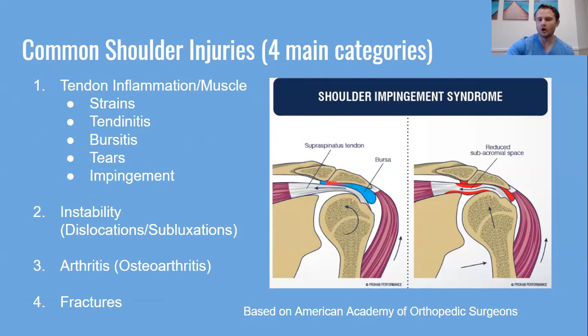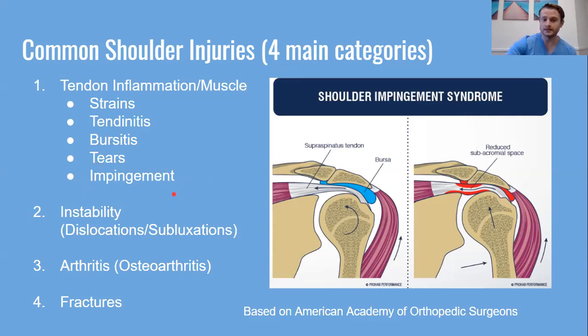A sac that kind of helps keep everything fluid and gliding properly, right? So it's kind of right here where the tendon is, giving some separation between the tendon and the bone. We can have tears, rotator cuff tears, or we can have impingement. Now, impingement is something that gets thrown out, right? But not a lot of times explained.